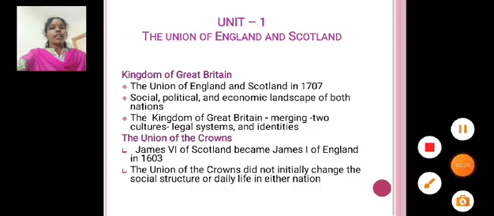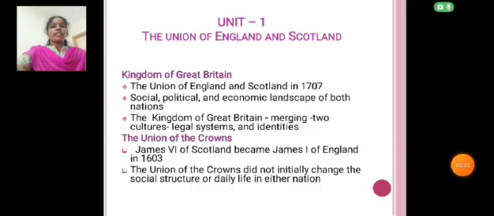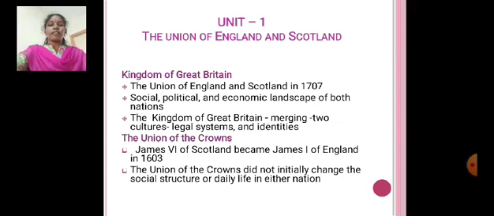Next, the Union of the Crown. After the death of Queen Elizabeth, James VI, who was the King of Scotland, entered England and started his government. At the beginning of the Act of Union 1707, they were not attached. There was a gap between the two nations. Some years later, they were joined for the reason of political purpose.